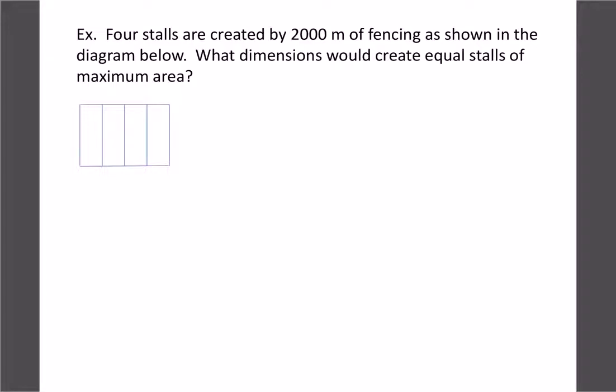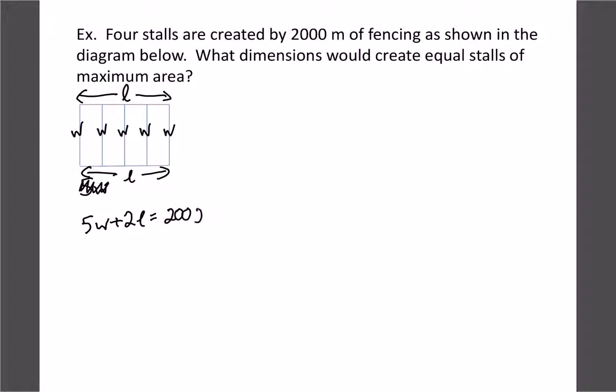Okay, here's another one, very similar, except we get a whole bunch of stalls side by side. So you can see in this case we got 4 little rectangles, so let's call each of those widths the same. So we actually get 5w for our perimeter in this case. And we can either solve our length as being the one whole piece, or we could do each individual section, whichever. So we actually get 5W plus 2L equals 2,000 in this case.